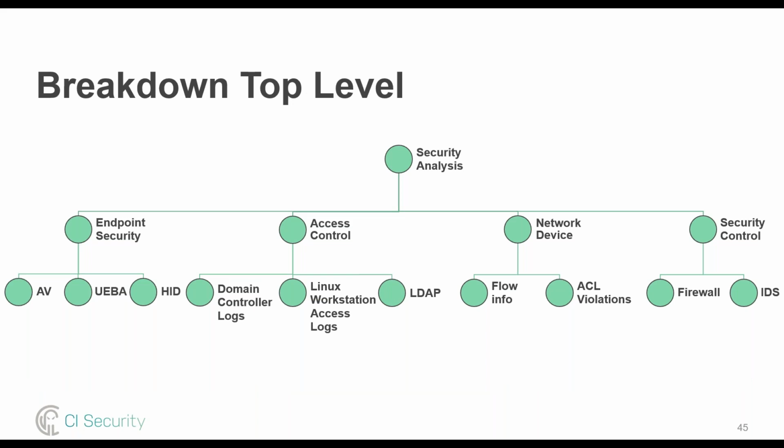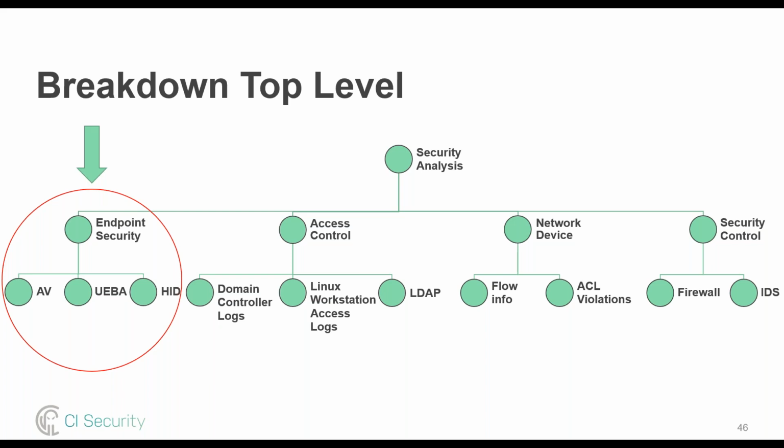A little bit more of the same, where we talk about, at the highest level for security analysis, as opposed to operations, as opposed to just doing monitoring of uptime and availability, network capabilities, and so on. For security analysis, a quick cut on the high-level abstractions are endpoint security, access control, network device security, or network device information in the form of flow logs or ACL violations, and security controls themselves, firewalls, intrusion detection systems, and so on.